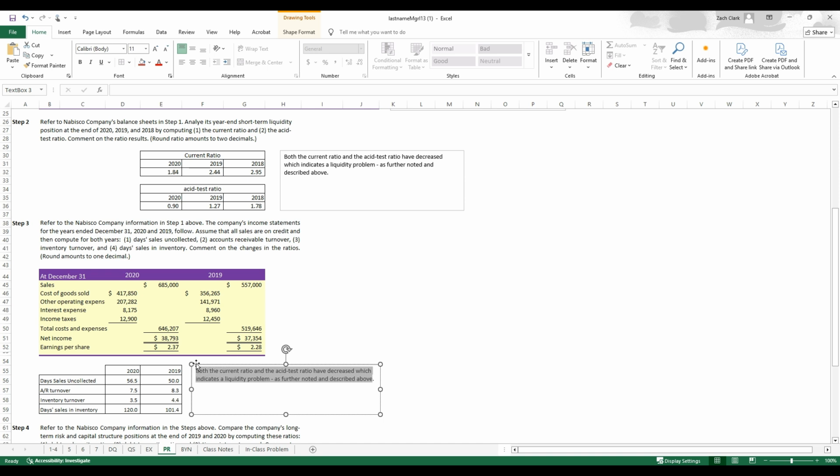And I mean, there's not really anything more to say other than all of the ratios here speak to decreases in efficiency and liquidity trends for the company. The oversight of operations appears to be worsening for some reason.